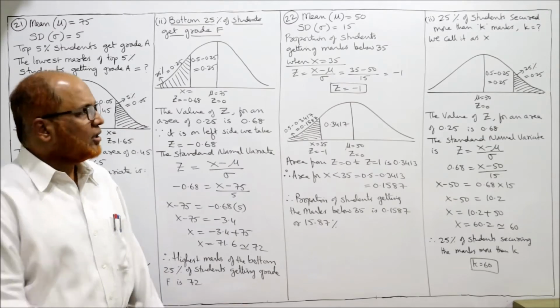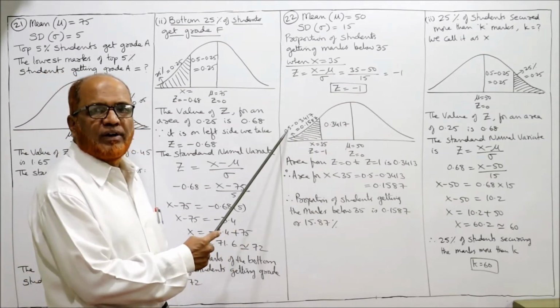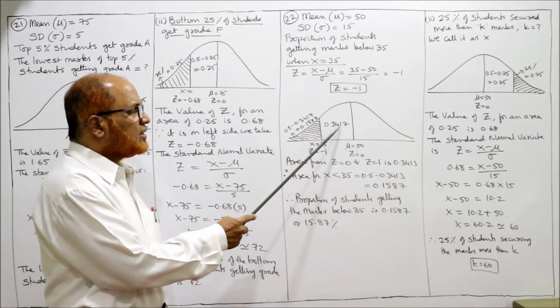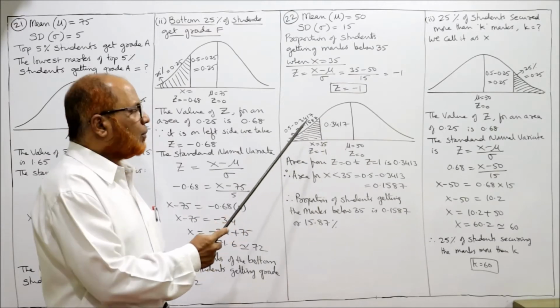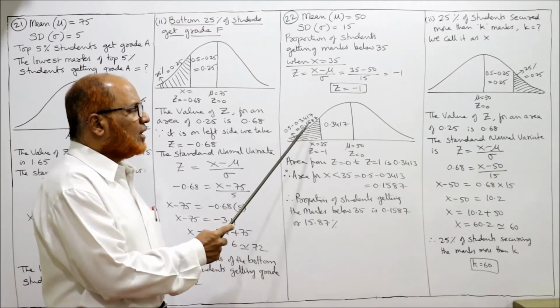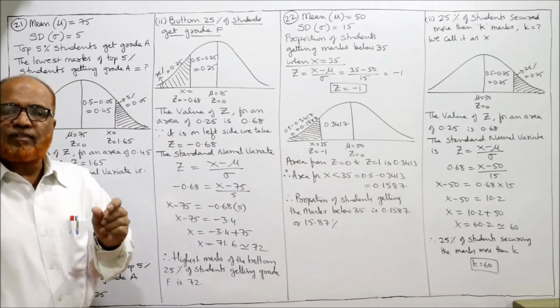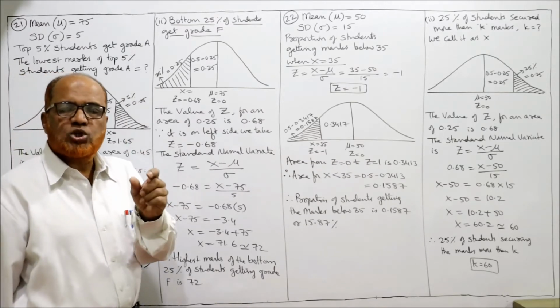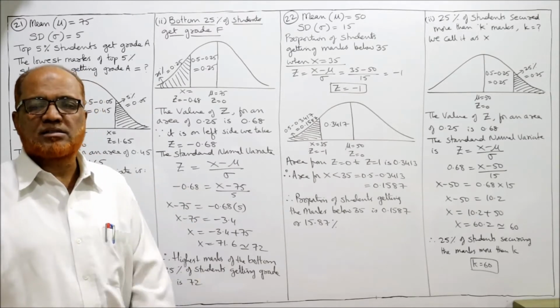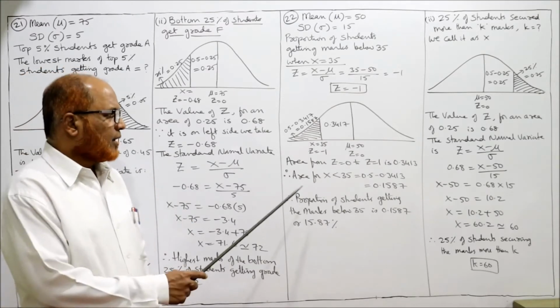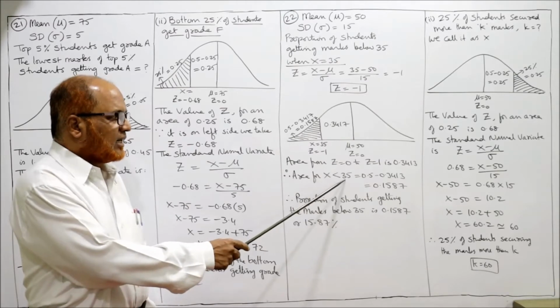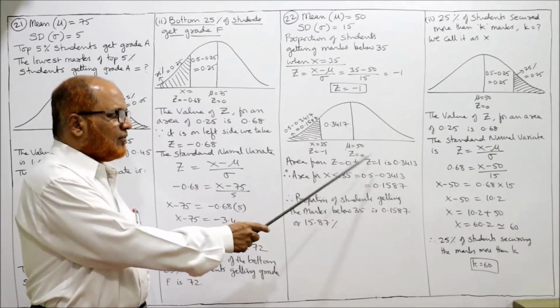So how do we find it out? The total area to the left is 0.5. So 0.5 minus 0.3413 gives 0.1587. That's all. 0.1587 is the proportion of students getting marks below 35. So for x less than 35, it is 0.5 minus 0.3413.